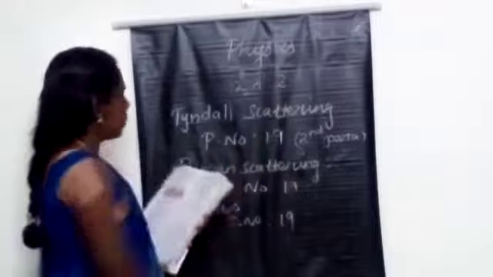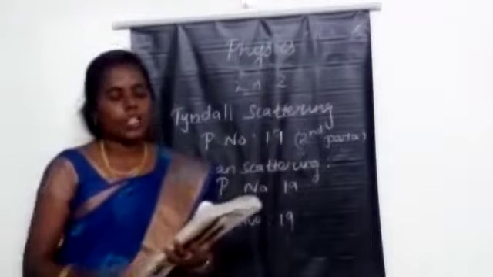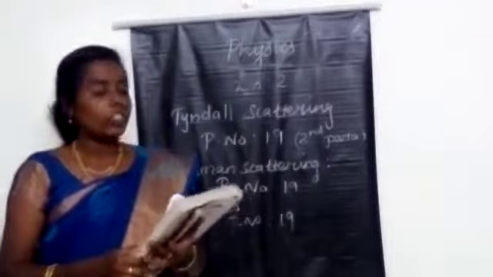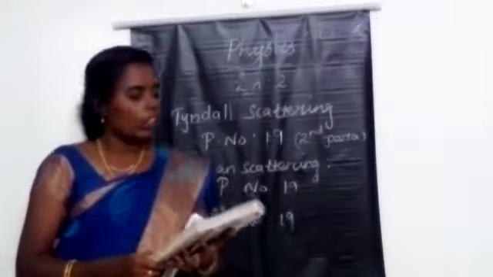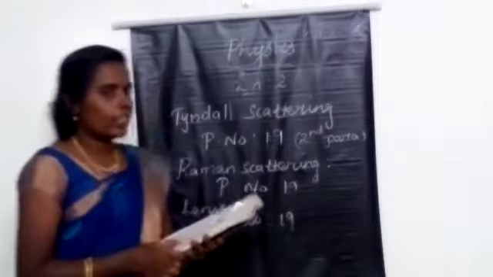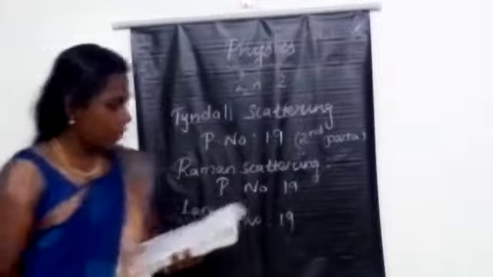Okay, second paragraph. The scattering of light rays by the colloidal particles in the colloidal solution is called the Tyndall scattering or Tyndall effect. Okay, have you all marked? The next one is, what is Raman scattering? The same page number 19, second paragraph, mark it.